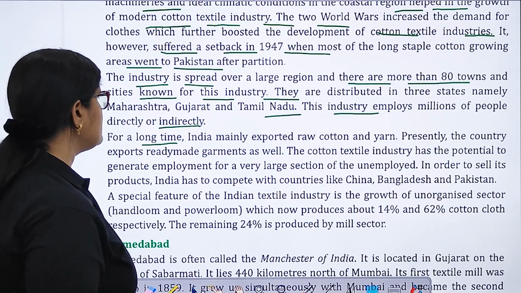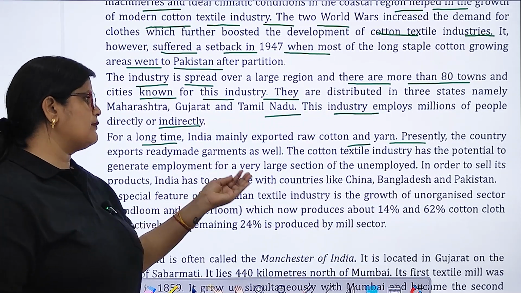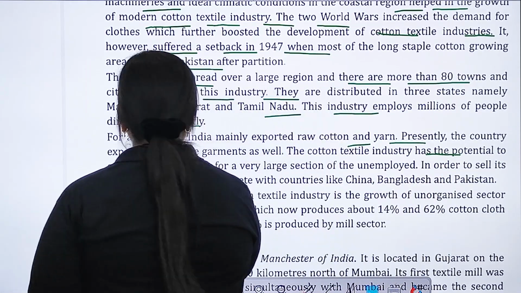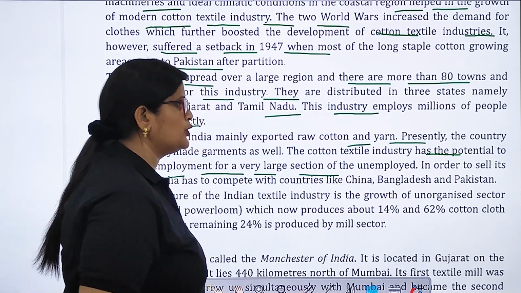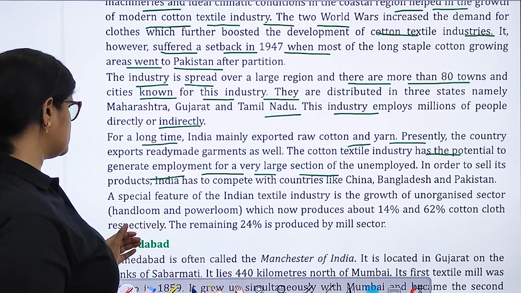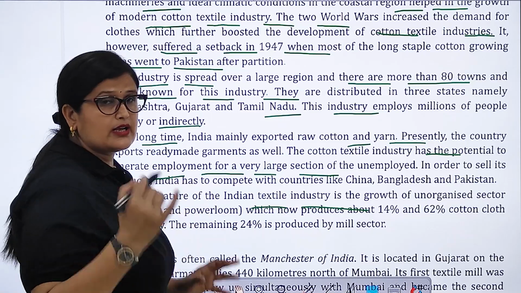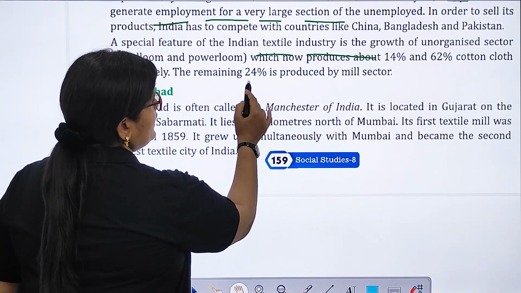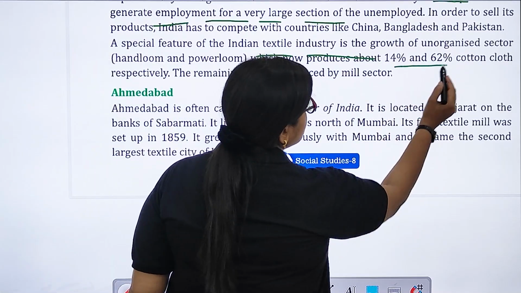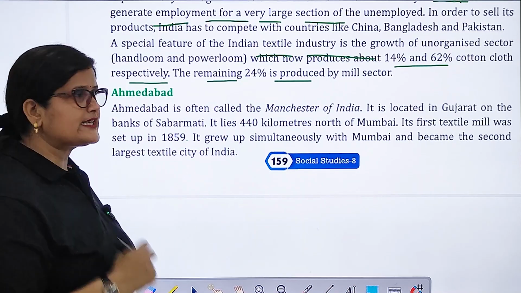For a long time, India mainly exported raw cotton and yarn. Presently, the country exports ready-made garments as well. The cotton textile industry has the potential to generate employment for a very large section of the population. In order to sell its products, India has to compete with countries like China, Bangladesh, Pakistan. A special feature of the Indian textile industry is the growth of the unorganized sector. Handloom and power loom produce about 14% and 62% of cotton cloth respectively, with the remaining 20% produced by the mill sector.